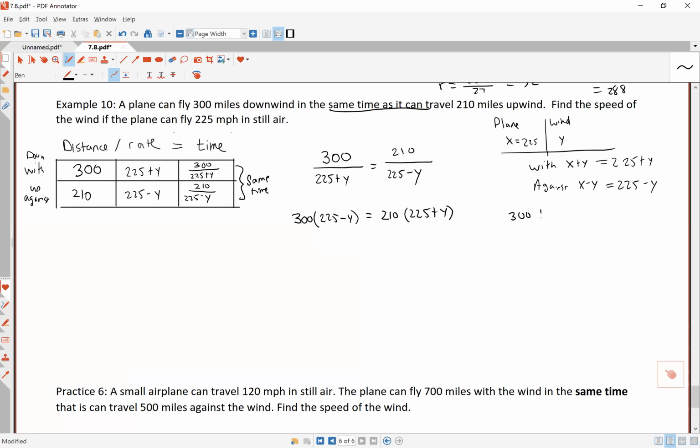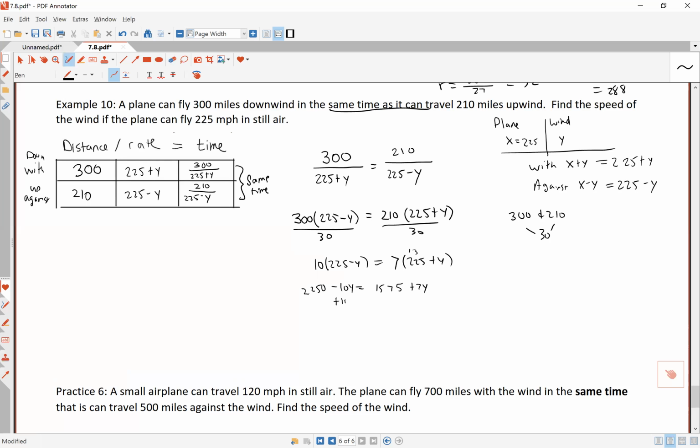Now remember, 300 and 210 are both divisible by 30. I'm going to divide both sides by 30. 30 goes into 300 10 times. 30 goes into 210 7 times. Distributing the 10 across gives us 2,250 minus 10Y, and 7 times 225 is 1,575 plus 7Y.